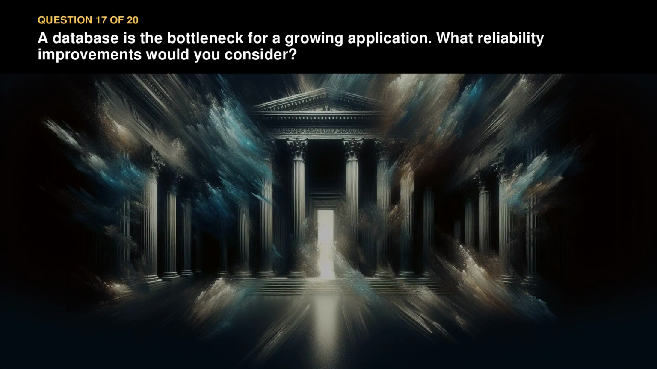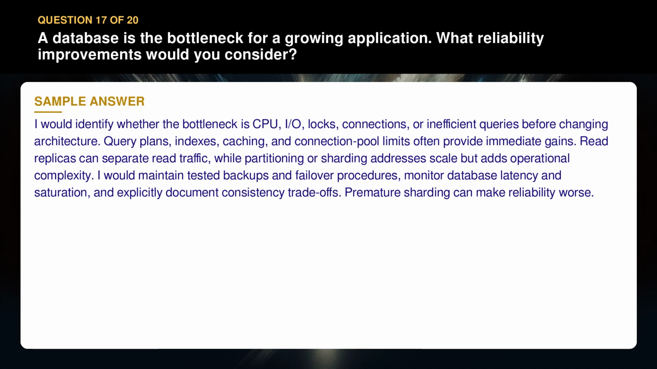Question 17. A database is the bottleneck for a growing application. What reliability improvements would you consider? I would identify whether the bottleneck is CPU, I/O, locks, connections, or inefficient queries before changing architecture. Query plans, indexes, caching, and connection pool limits often provide immediate gains.